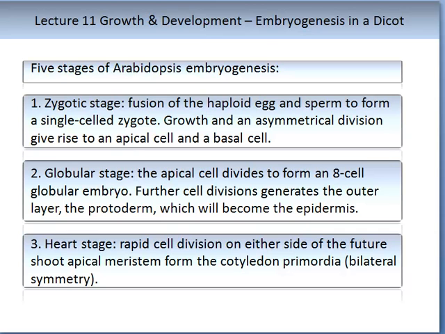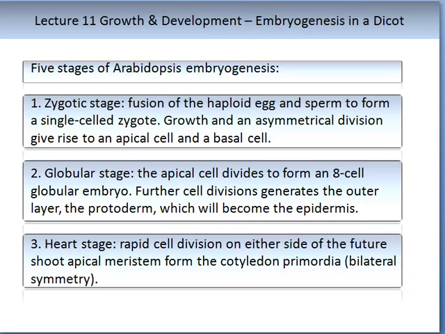Globular stage is the second stage. The apical cell divides to form an 8-celled globular embryo. Further cell divisions generate the outer layer, the protoderm, which will then become the epidermis.